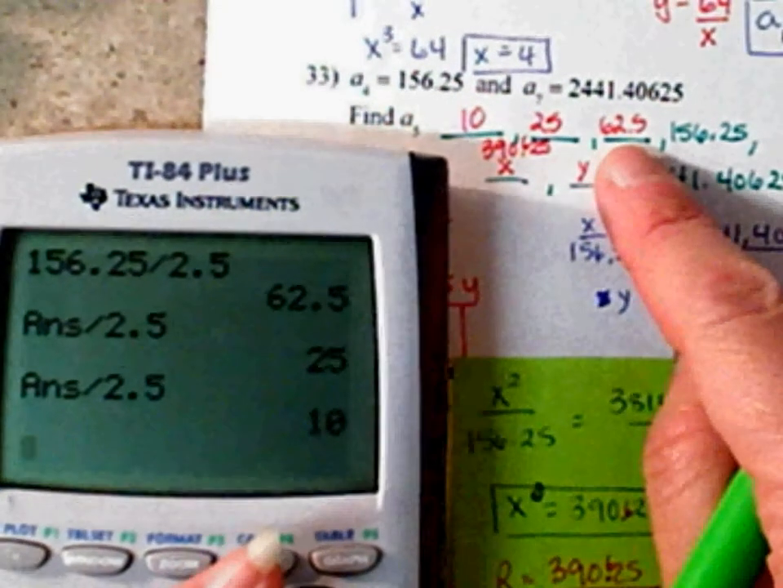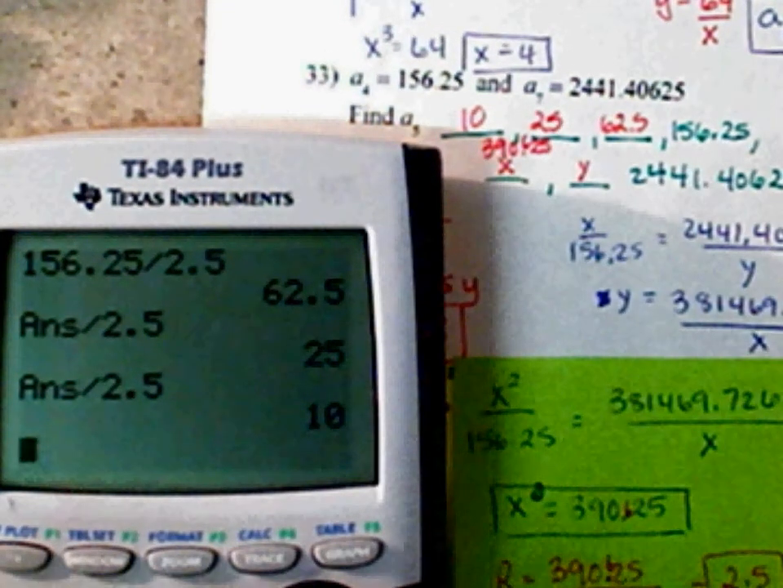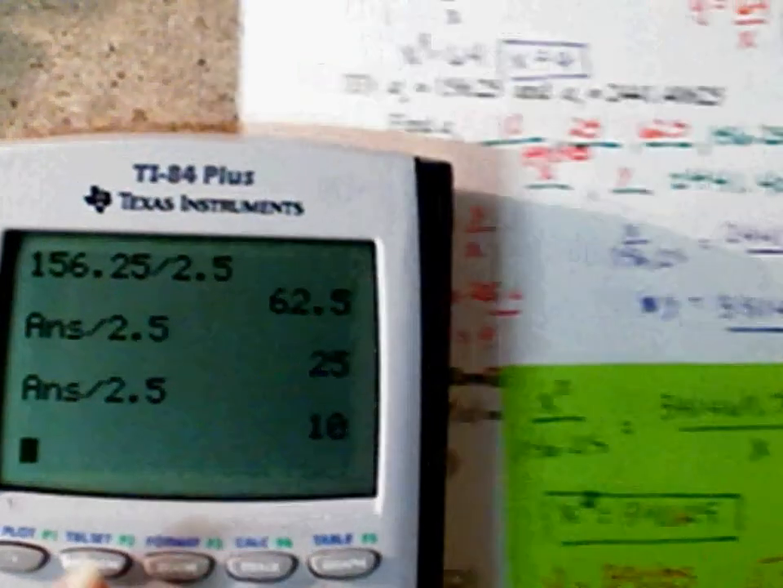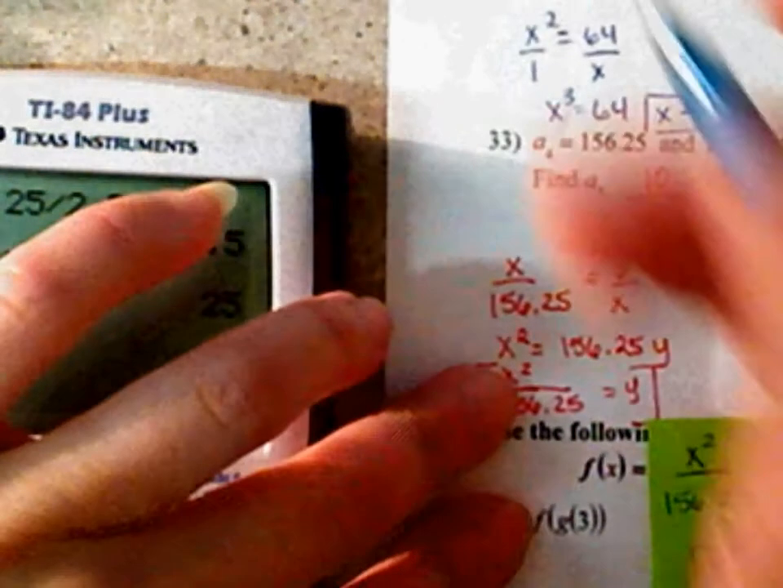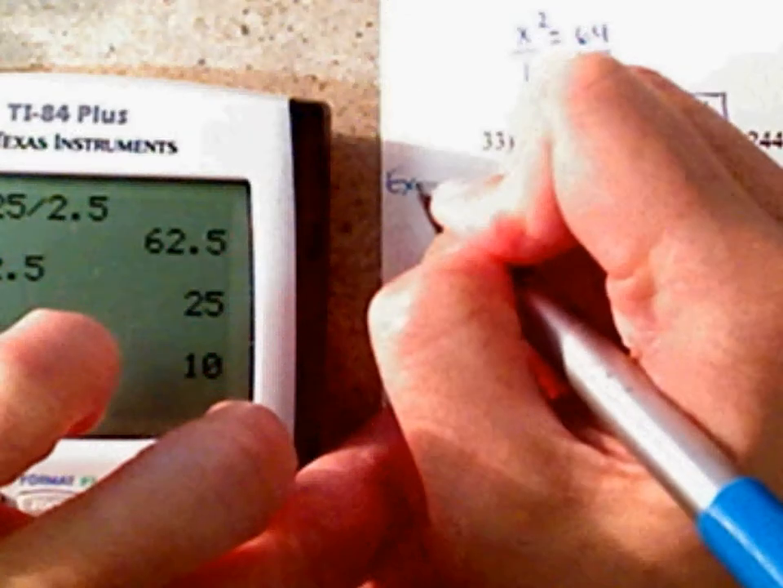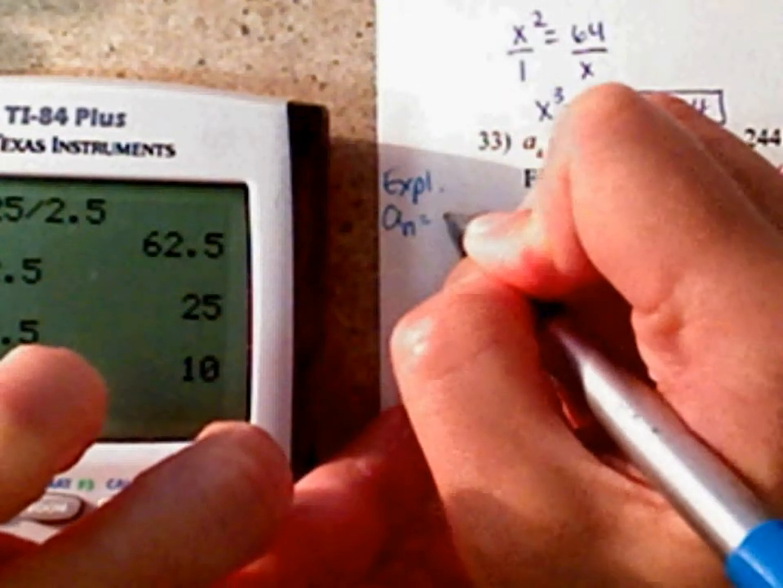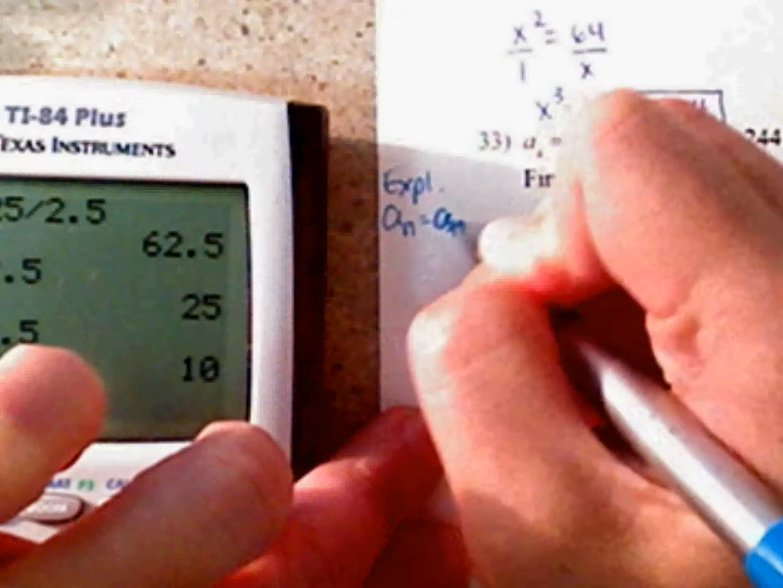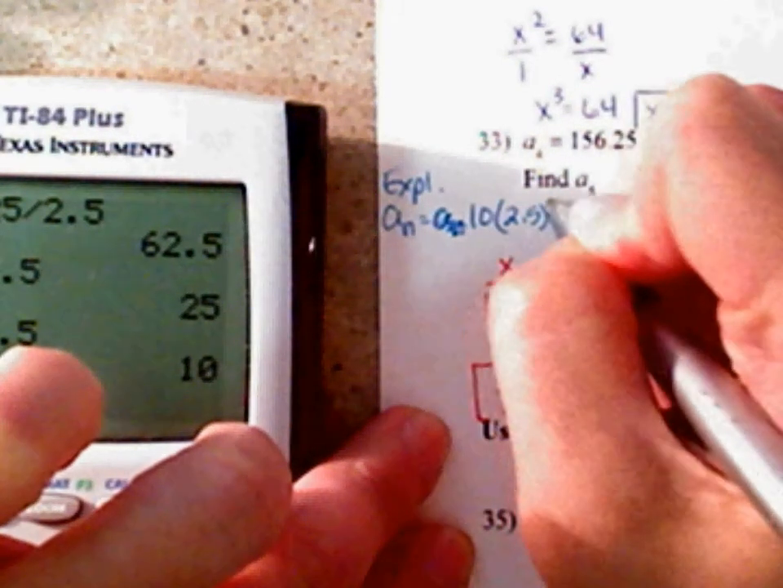See that right there? Can you now find your explicit formula? Absolutely. All right, I'm running out of room. So your explicit formula looks like this, okay? A of n is the first term. What is my first term? A 10 times your r, which is 2.5, to the n minus 1. So there's your explicit.